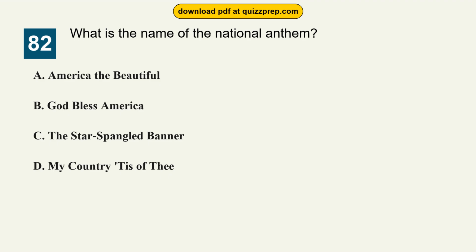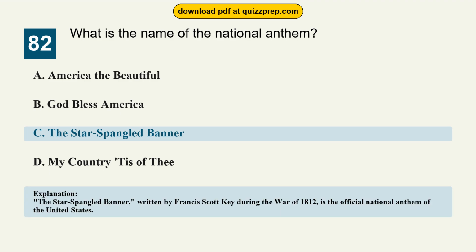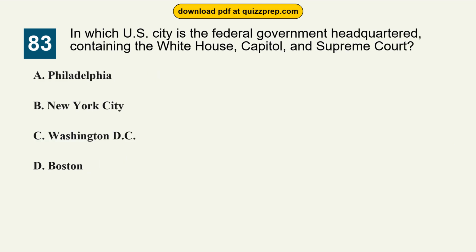Question 82. What is the name of the national anthem? Option A, America the Beautiful. Option B, God Bless America. Option C, The Star-Spangled Banner. Option D, My Country, 'Tis of Thee. The correct answer is option C, The Star-Spangled Banner. The Star-Spangled Banner, written by Francis Scott Key during the War of 1812, is the official national anthem of the United States.